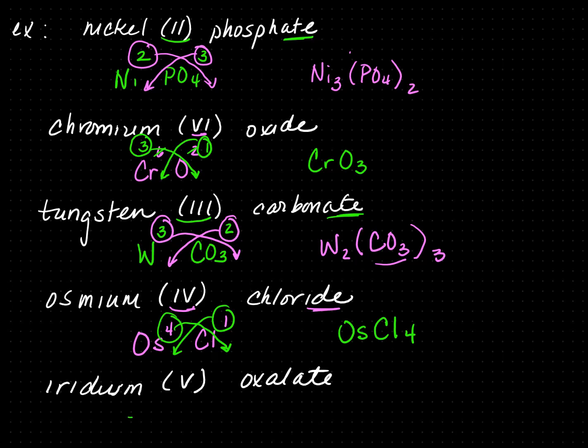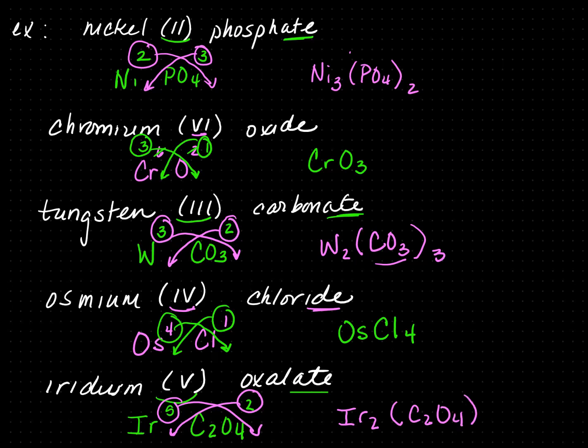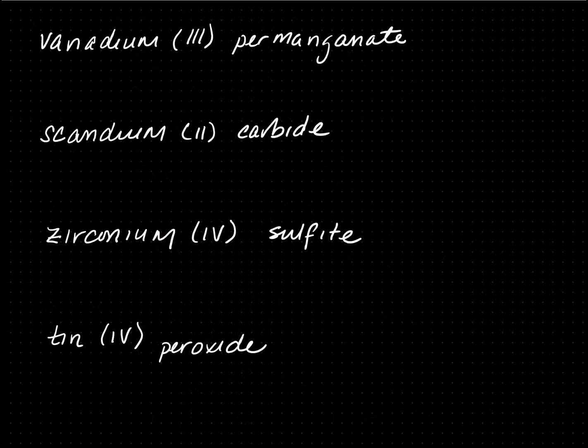Iridium 5 oxalate is also a transition. Symbol for iridium is Ir. Charge is 5 given in the parentheses. Oxalate again ends in ATE, so this is a polyatomic. C2O4, charge of 2-. Cannot be reduced. So the 5 goes to the oxalate. We're crisscrossing down. The 2 from the oxalate goes to the iridium. So it's Ir2, parentheses, C2O4, parentheses, 5.